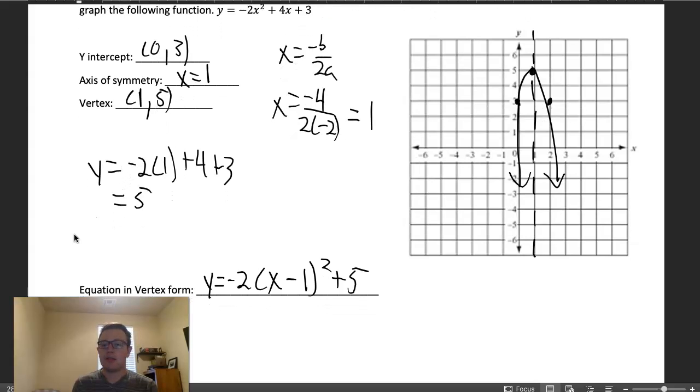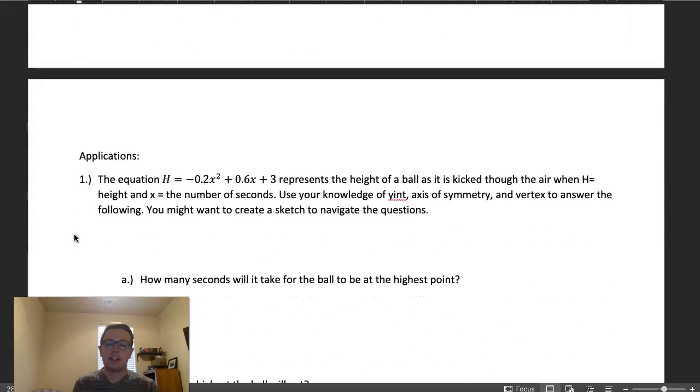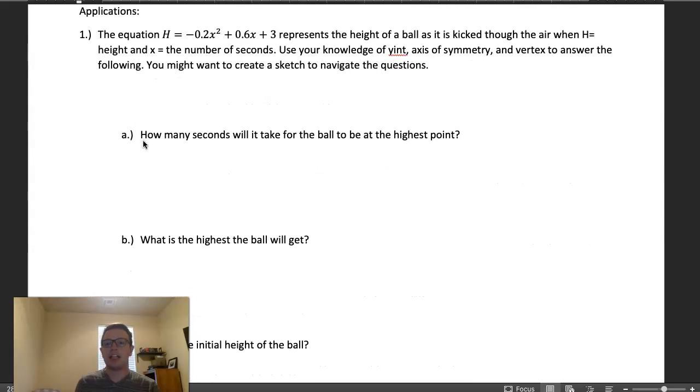And to wrap this all up, we have a problem to force us to think about this a little bit in terms of applications. Let's say that we have some equation here, and it represents the height of a ball as it's kicked through the air. H will be our height, and x will be the number of seconds. We're going to use our knowledge of the y-intercept, the axis of symmetry, and the vertex to answer this. Let's create a sketch though.